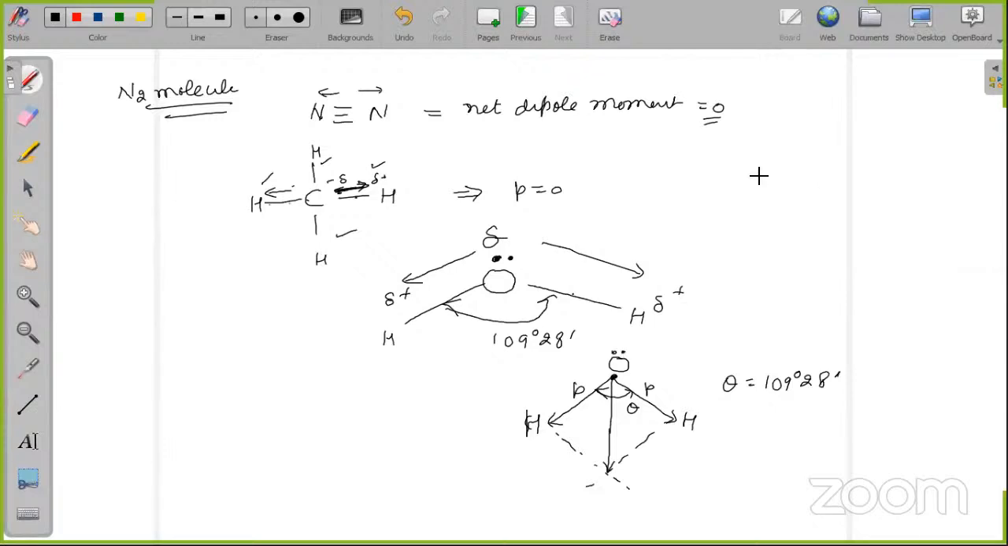In chemistry, the direction in which you write the dipole moment, in the chemistry subject, we draw the dipole moment from positive to negative, but in physics we draw the dipole moment from negative to positive.